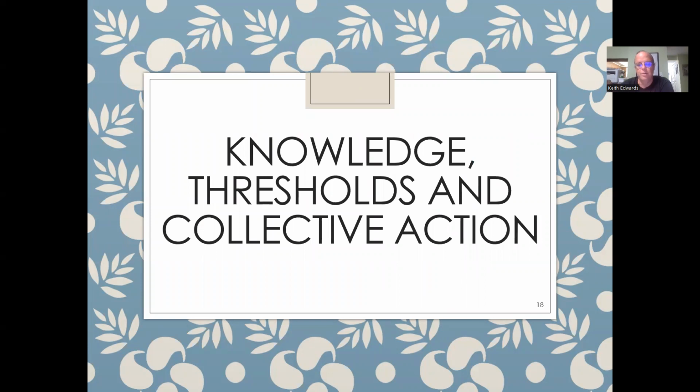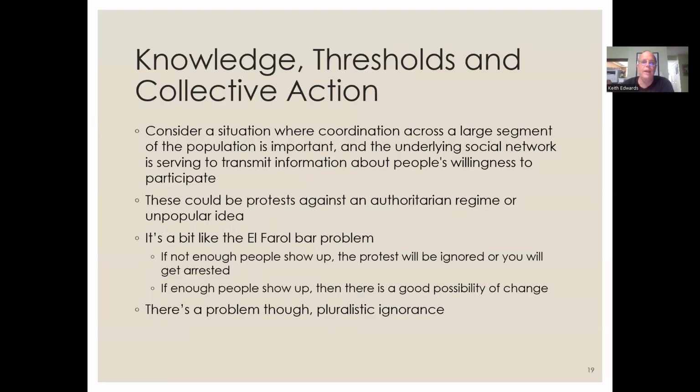So we'll talk a little bit about knowledge thresholds and collective action, and consider a situation where coordination across a large segment of the population is important. The underlying social network is serving to transmit information about people's willingness to participate. In fact, in The Quiet Before, the book that we talked about at the beginning, they talk about the Arab Spring, which were uprisings against authoritarian regimes and unpopular ideas.